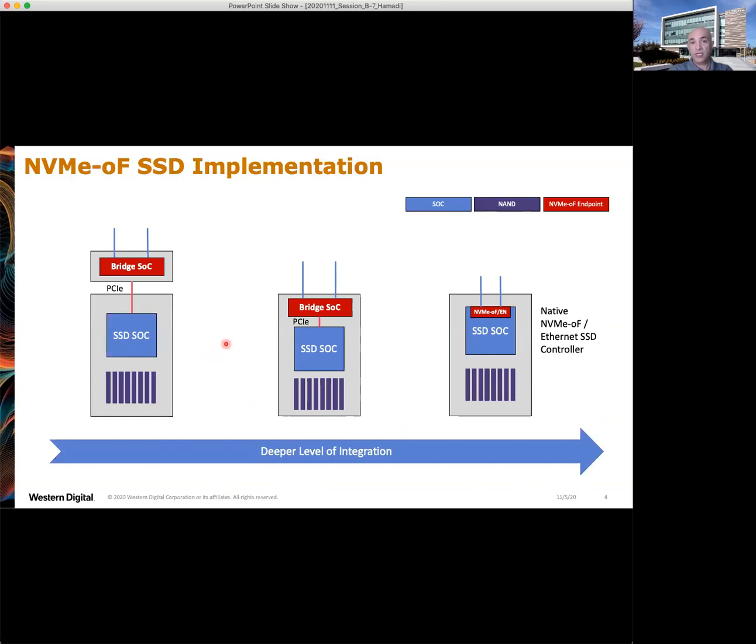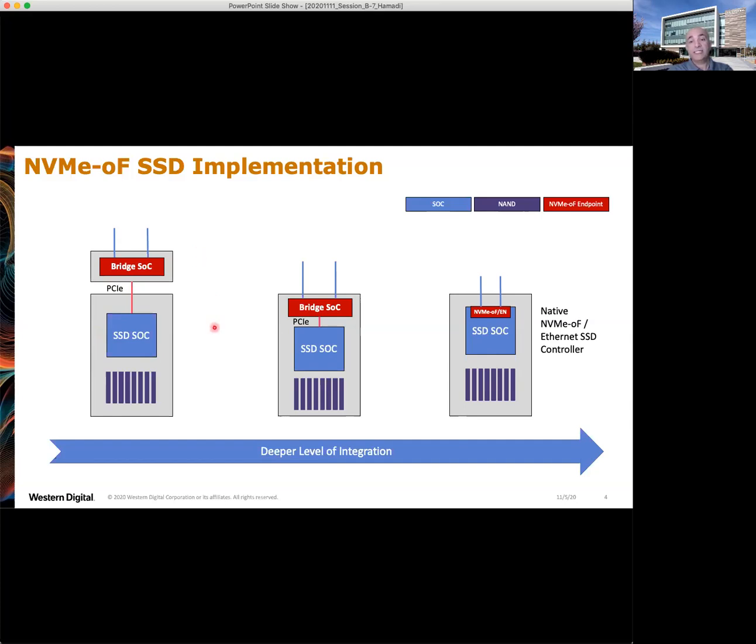Let's move on to the NVMe over Fabrics SSD implementation. Again, starting from the left-hand side of the slide, what you see in a typical SSD today is an SSD controller, of course. You see a bunch of flash, you see some DRAM, and you see miscellaneous other smaller components. So one way to get to NVMe over Fabrics drives is by slapping an interposer on top of that, simply converting between PCIe on one side, and Ethernet and NVMe over Fabrics on the other side.